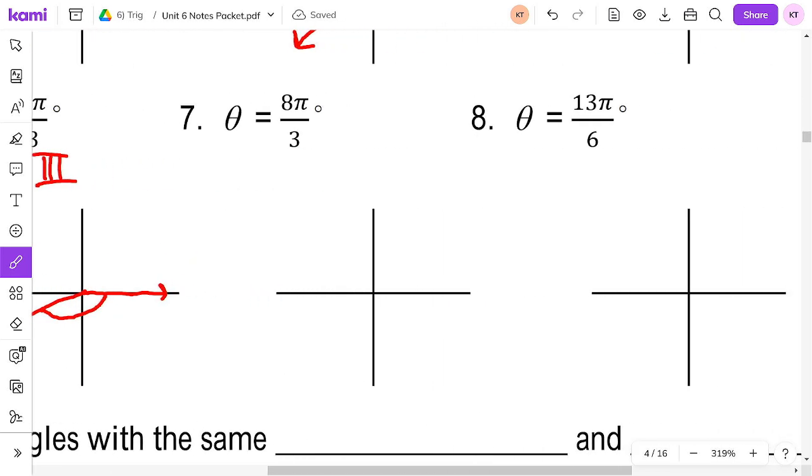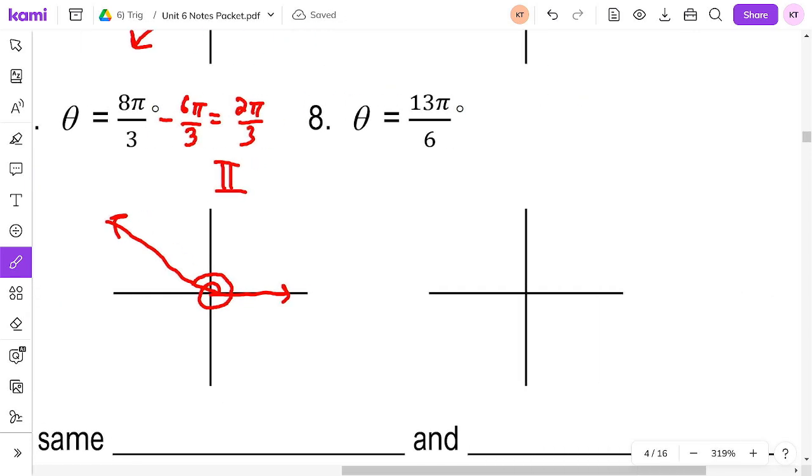And then 8 pi over 3. What we can see here is that this is actually going to be greater than 2 pi. So if I was to subtract 2 pi from this, I can get a common denominator of 3. So 2 pi will be equivalent to 6 pi over 3. That's going to be equal to 2 pi over 3. So again, I'll start at the initial side. I will make my full rotation around, and then I'll go 2 pi over 3 after that. So that will put me in quadrant number 2.